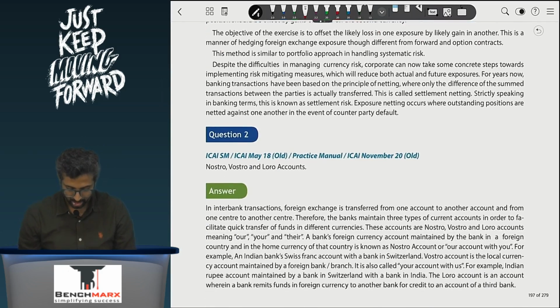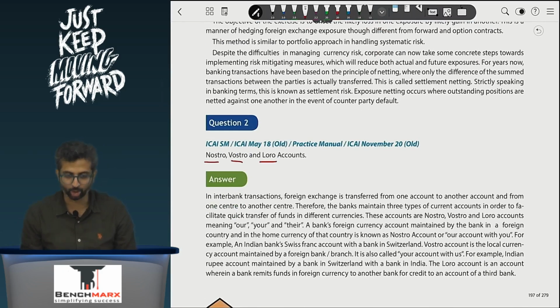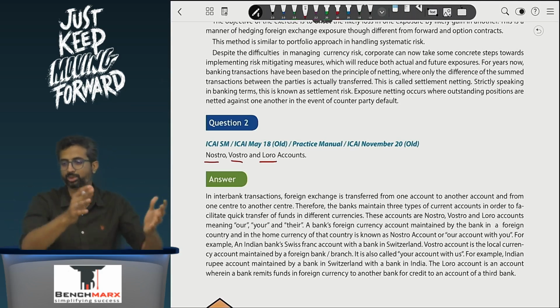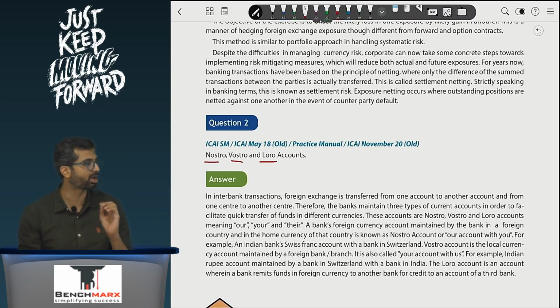Okay. Second, nostro, vostro, loro. Familiar? My account with you, your account with me, your account or someone else's account with a third party. So these are different terminologies given to accounts in the foreign exchange setup.